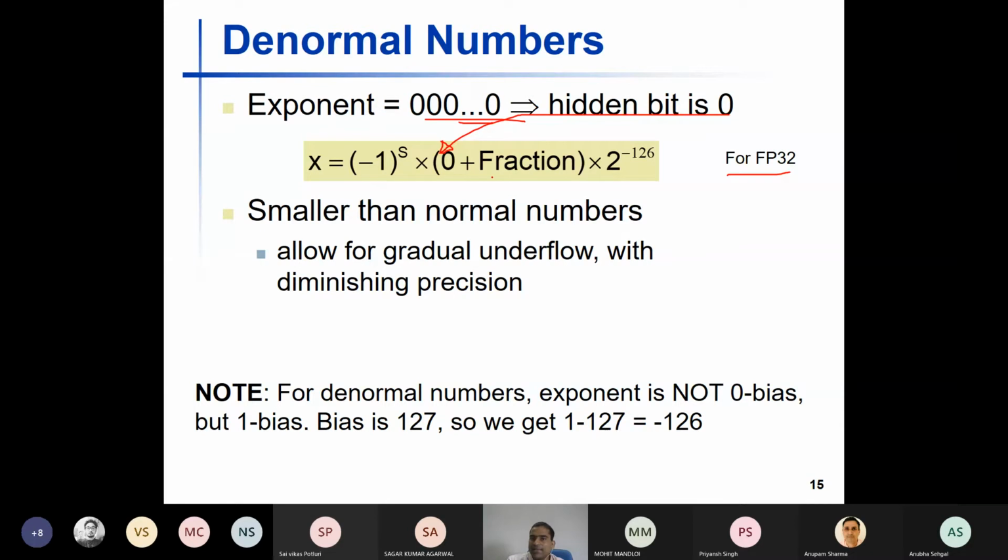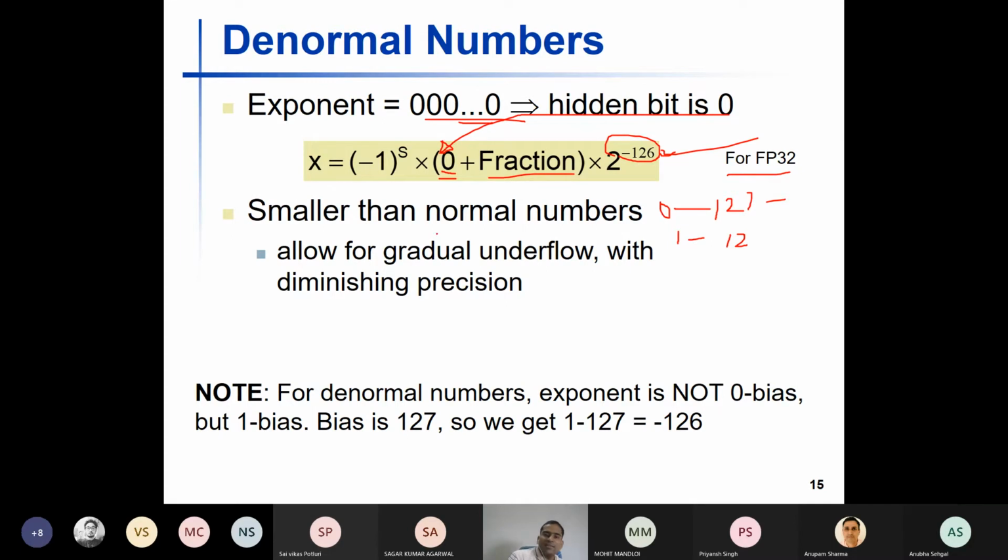And then we have the fraction here. And here we don't do 0 minus 127, but we do 1 minus 127 always. So for all the d-normal numbers, this exponent becomes minus 126. That is fixed. So these are the two different things you have to memorize. This is 0 and this is minus 126.